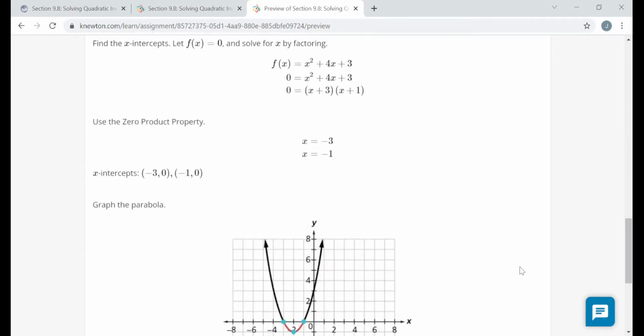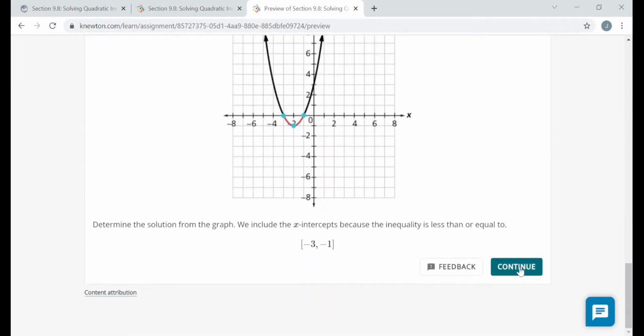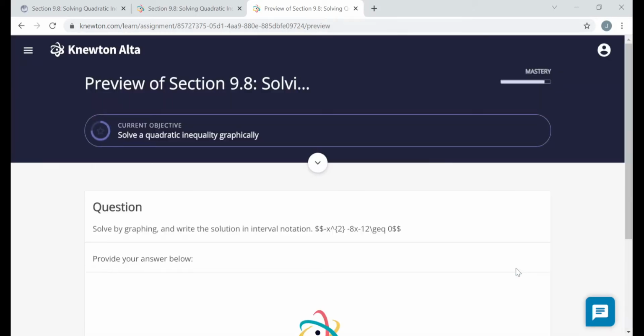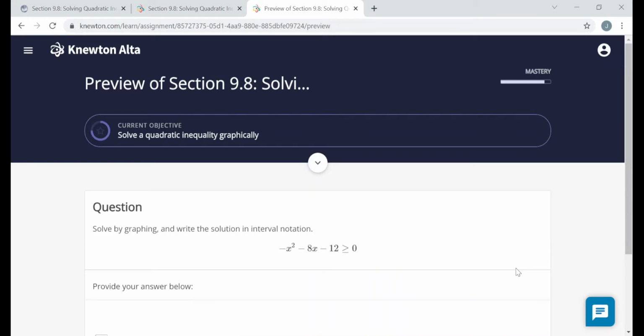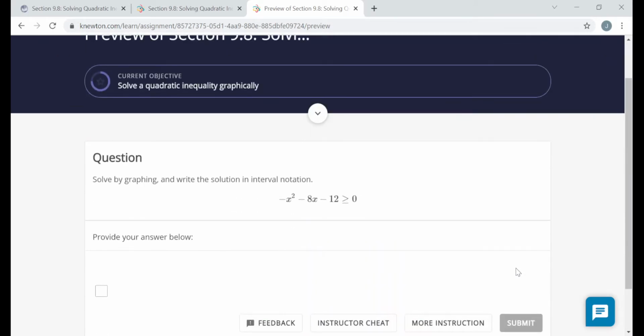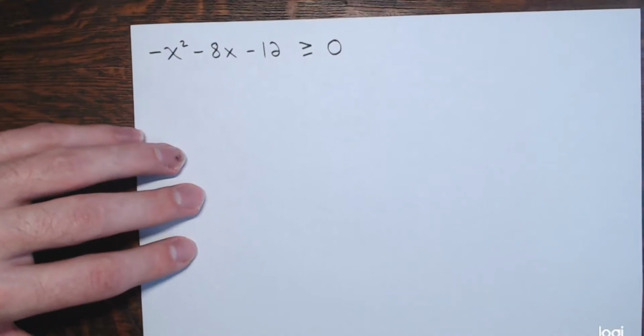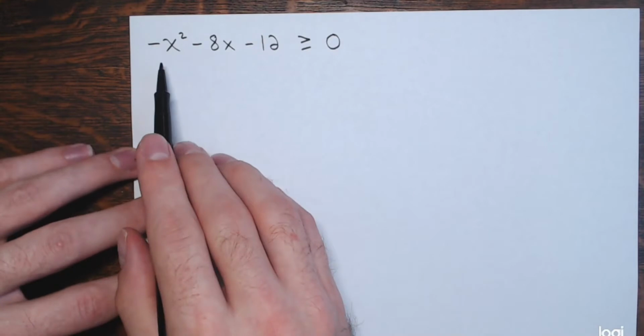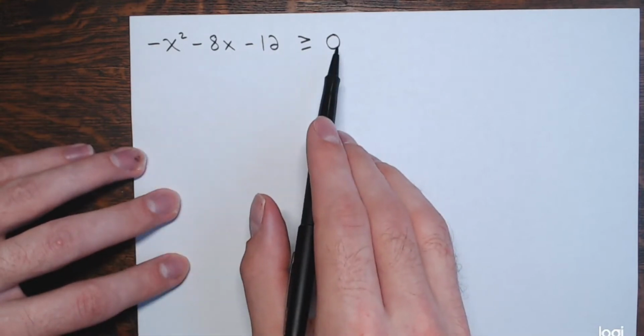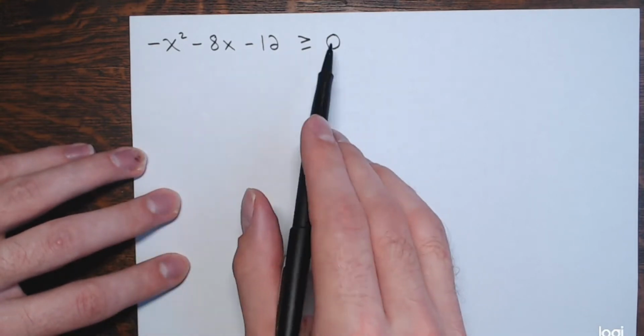Alright. And again, please read through answer explanations. Alright, looks like we got just one more of these with a graph. Great. Alright, and now once again I will write this out and do it on paper. Alright, so this is again set up in the way I want. Everything on one side, 0 on the other.